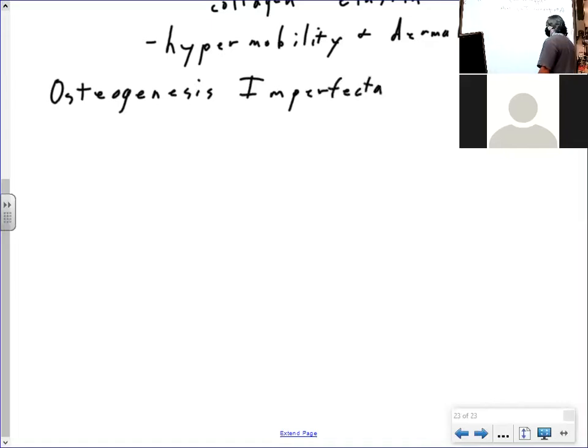And you can probably look at the name of that pathology and tell what's going on. Imperfecta, obviously something's not working right, something's not perfect. Osteo, bone, genesis, the beginning of it. So creation of bone is imperfect. And so another way that osteogenesis imperfecta is called is brittle bone disease.